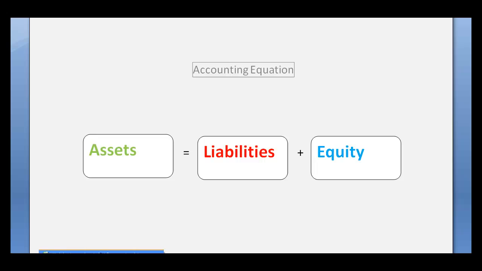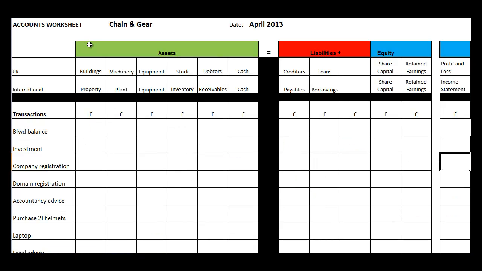In our accounts worksheet, you'll see we have assets equals liabilities plus equity. And this accounts worksheet will be for Chain and Gear for the first month, April 2013. And the first thing that happens is we invest £20,000 into the business. The bank account cash increases by £20,000 and we have share capital of £20,000. You'll notice the accounting equation is balanced. Here we have assets of £20,000 and equity of £20,000.